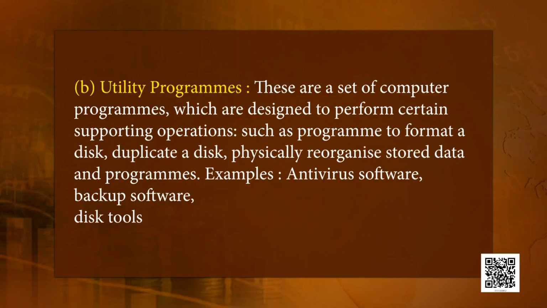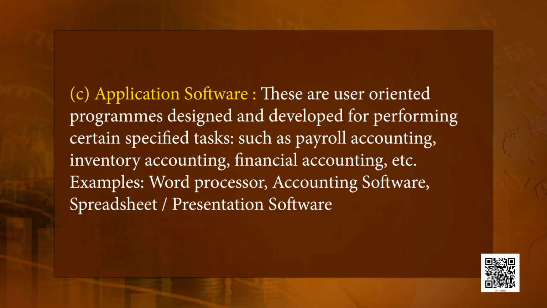Second type of software is utility programs. These are a set of computer programs which are designed to perform certain supporting operations such as program to format a disk, duplicate a disk, physically recognize stored data in programs. Examples: antivirus softwares, backup softwares, disk tools. Third type of software is application software. These are user-oriented programs designed and developed to perform certain specified tasks such as payroll accounting, inventory accounting, etc. Example: word processor, accounting softwares, spreadsheets, presentation softwares are all examples of application softwares.